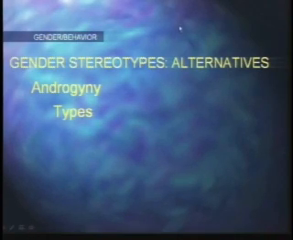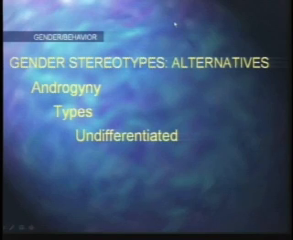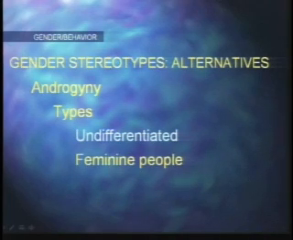And in terms of androgyny, we could talk about, for instance, undifferentiated androgyny, which basically involves people who score low on both femininity and masculinity scales. It's unusual, but it does happen. An undifferentiated androgynous person would be low feminine, low masculine. We have then, of course, feminine people.